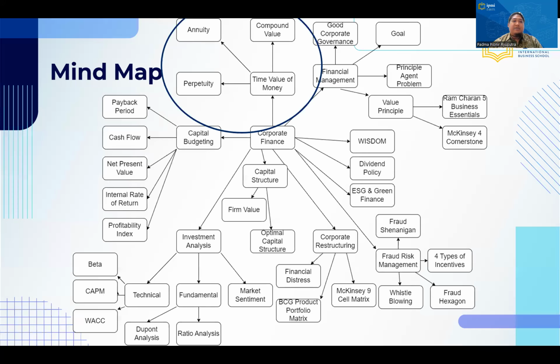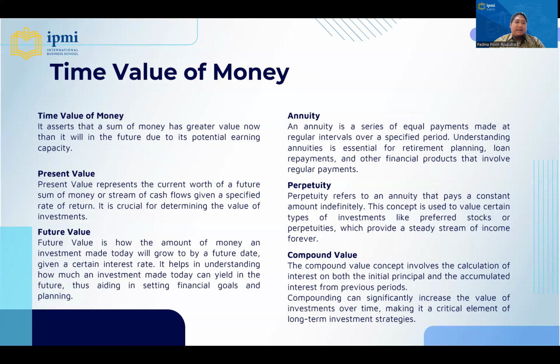Next, we're going to talk about the time value of money. The time value of money asserts that a sum of money has greater value now than it will be in the future due to its potential earning capacity. In simpler terms, we can say that $10 today does not equal $10 tomorrow or next year, because there is a potential loss of earnings that can happen with these time differences.